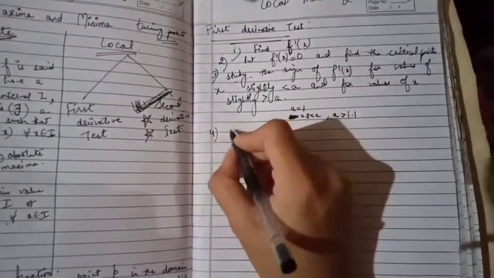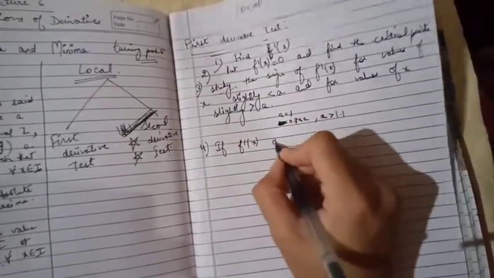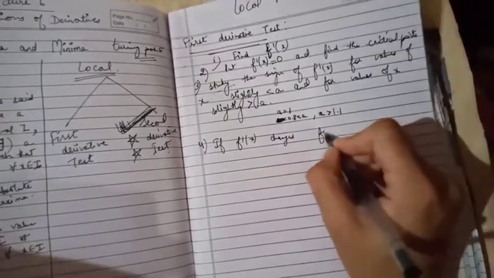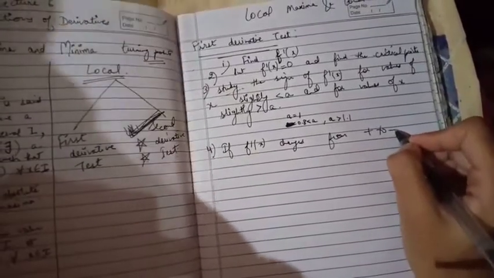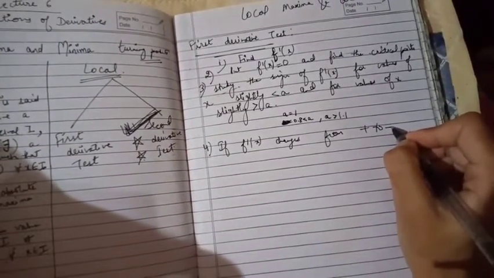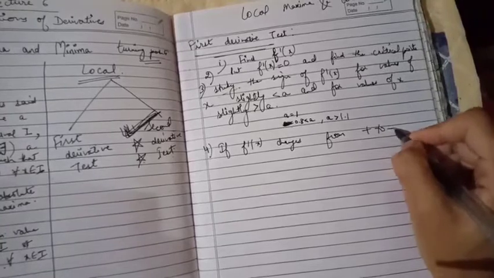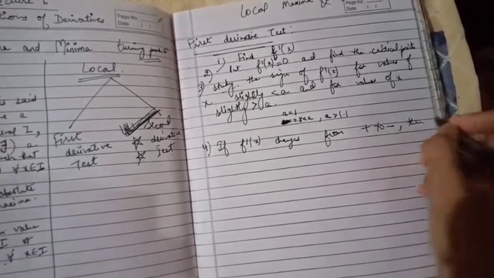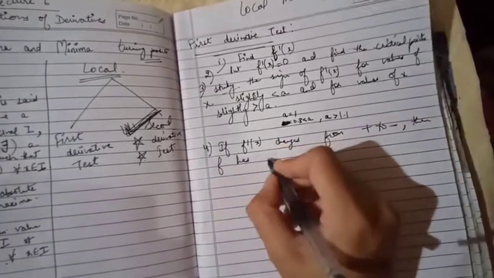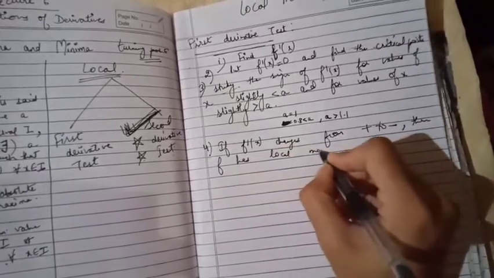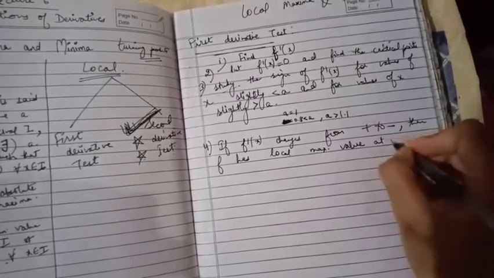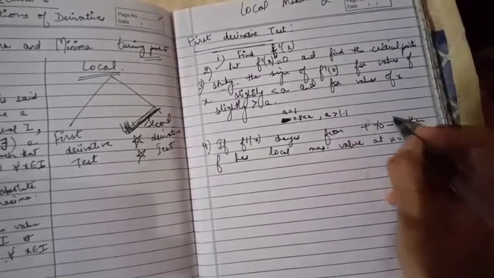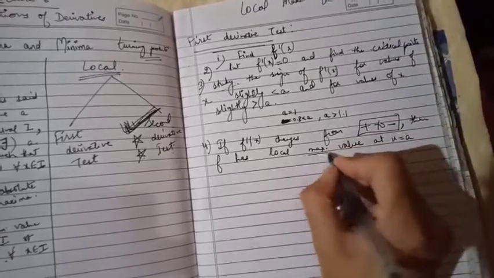Fourth step: if f dash x changes from positive to negative, then f has a local maximum value at x equal to a. If the sign changes from positive to negative, then we can say it is a local maximum.